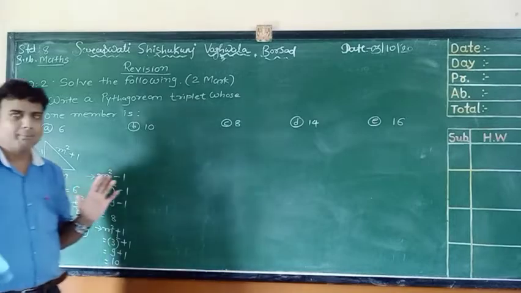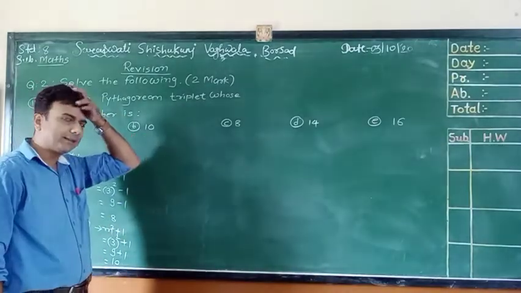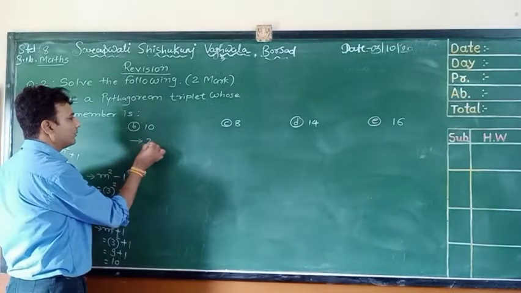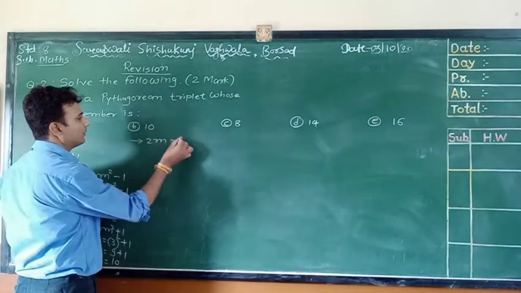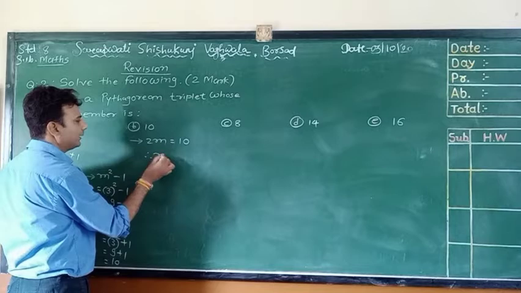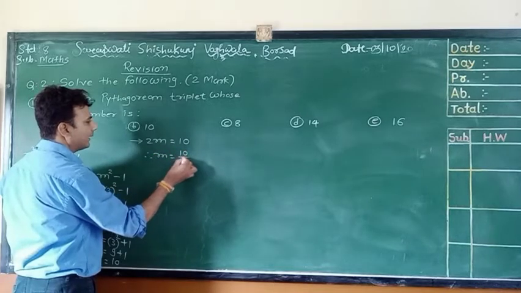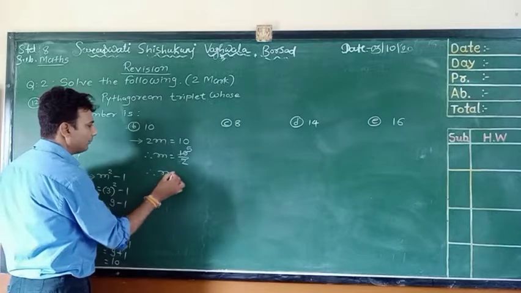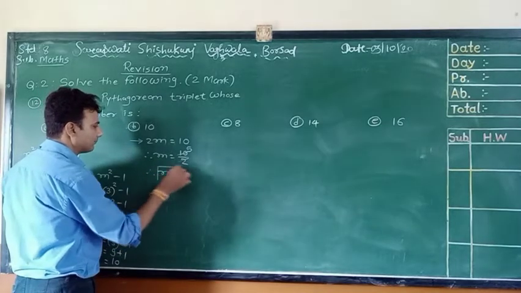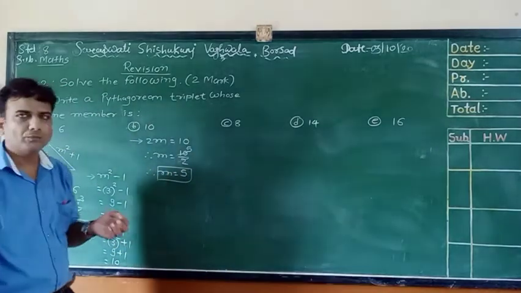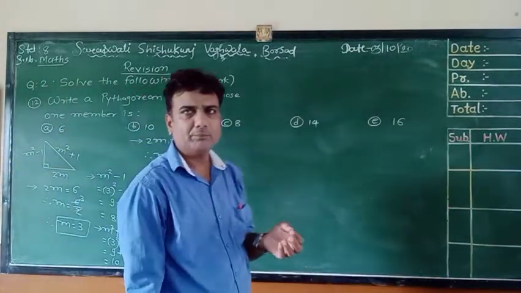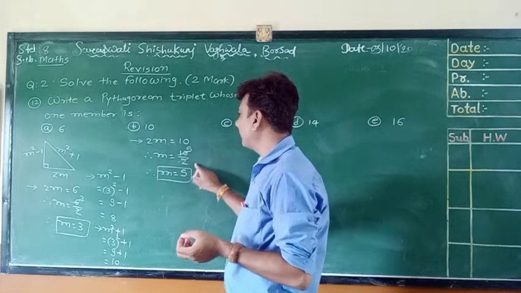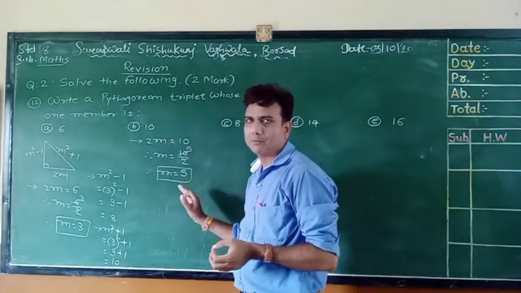Clear, beta? So here this 10 is given, so we can take one side measurement 2m equal to 10. The 2 goes to the downside, so we write 10 by 2, 2 fives are 10, m equal to 5. So 2m equal to 10, and 2 going downside, 2 fives are 10, m equal to 5.